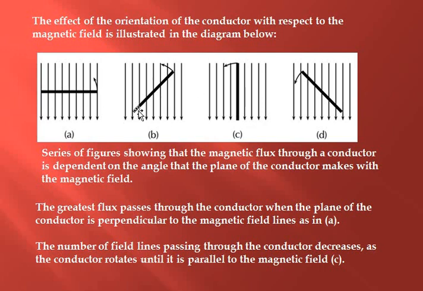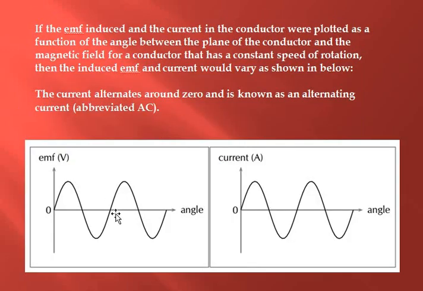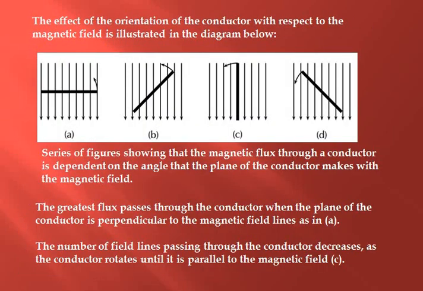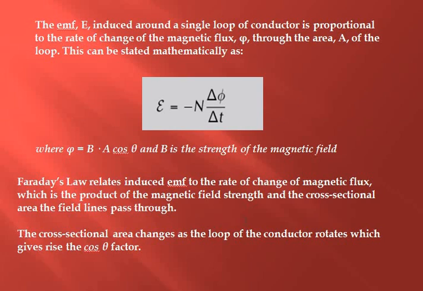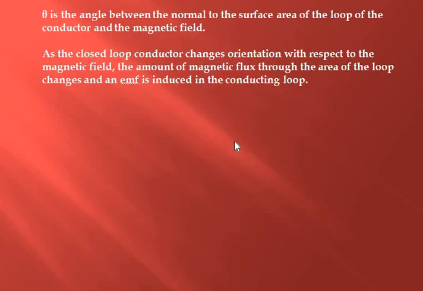When cos theta is 1, when the area is at its maximum, we've got our maximum current and maximum EMF, and when cos theta is 0, you have your minimum here at 0. So the area keeps on changing. That's why we have the cos theta factor. Theta is the angle between the normal to the surface area of the loop of the conductor and the magnetic field.